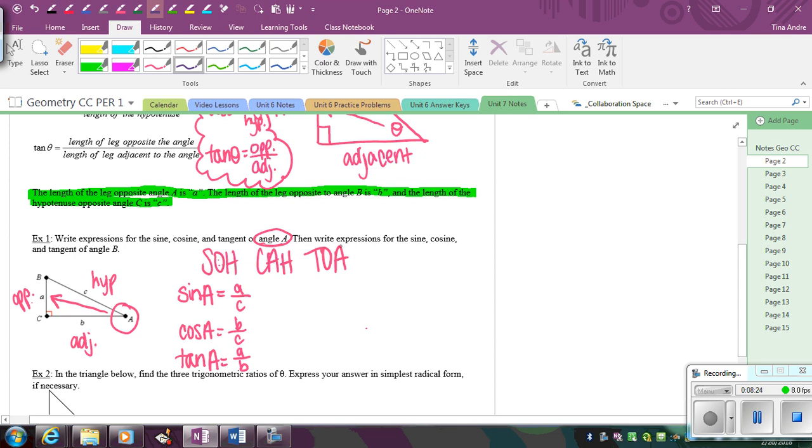Now the second part says go ahead and do the same thing, but using angle B. Now if I'm looking at angle B, watch what happens. This side is now the opposite, and this side is now the adjacent.